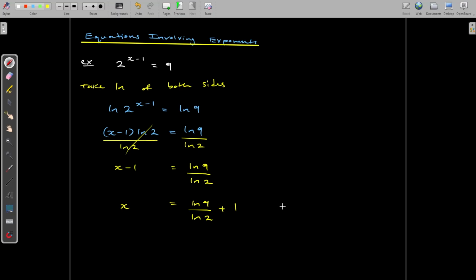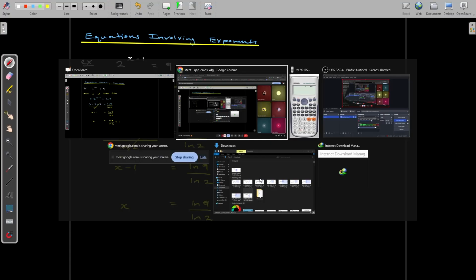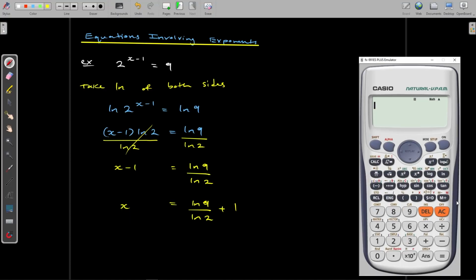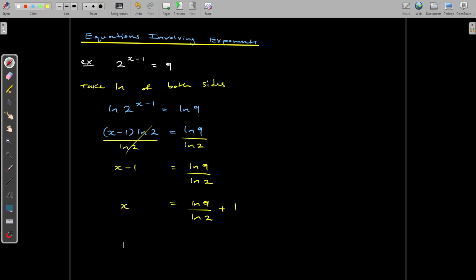Whatever you put this on your calculator and get, that will be the answer. So ln 9 divided by ln 2 plus 1. So that's 4.1699, so 4.17. So x is equal to 4.17. So is that clear? Pretty straightforward.